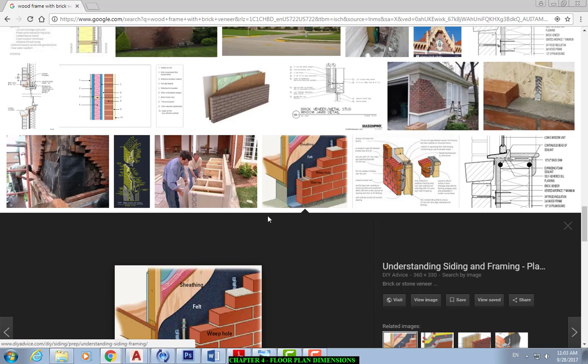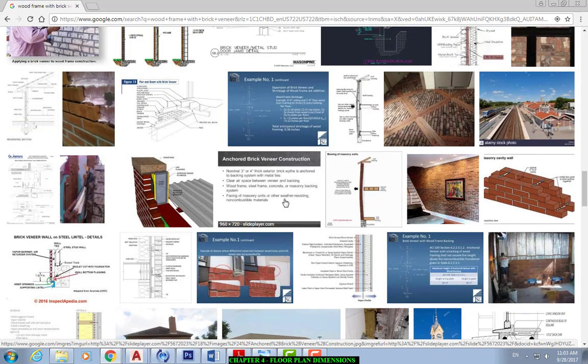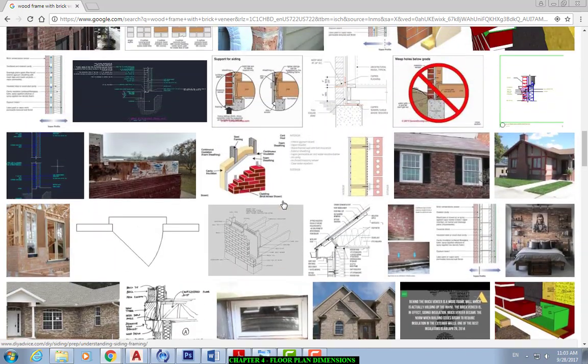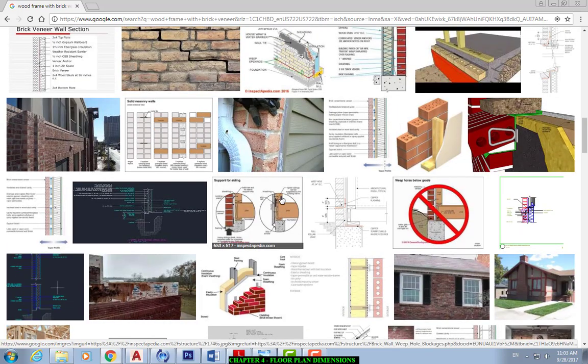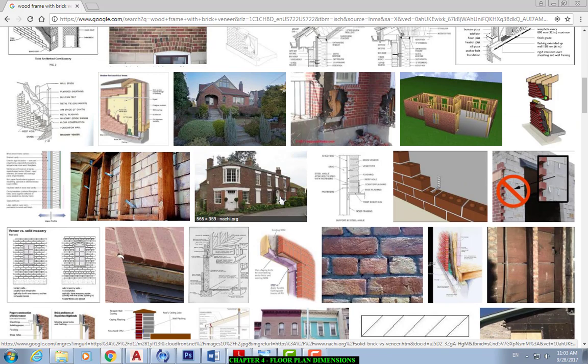Okay, so again, why do I show you all this? If you're just looking at plans and seeing how big is the room, you need to know what it is that you're drawing. Because when you're designing, you need to know what it is that you're drawing. There are spaces that you have to account for, and it's not just lines.